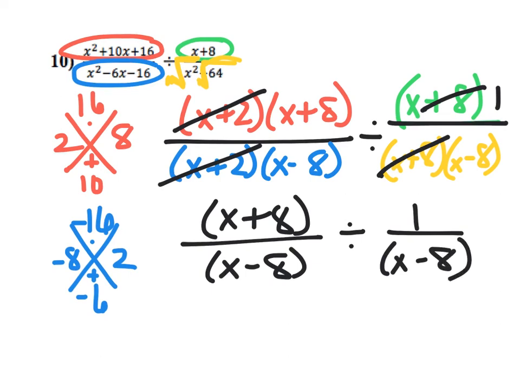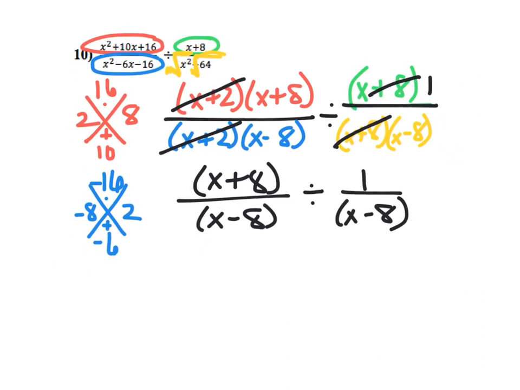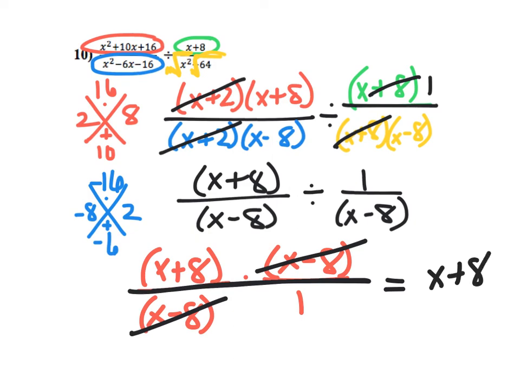Now that we've simplified it, we're going to flip our second fraction and multiply. So if I flip my second fraction, I really have x plus 8 divided by x minus 8. Again, that first one just stays the same. And then times x minus 8 over 1. Now remember, if you're multiplying, it just is one big fraction. You multiply straight across. I see on top I have an x minus 8. I also have 1 on the bottom, so they're going to cancel. And all I'm left with is x plus 8 over 1. So my answer is just going to be x plus 8.